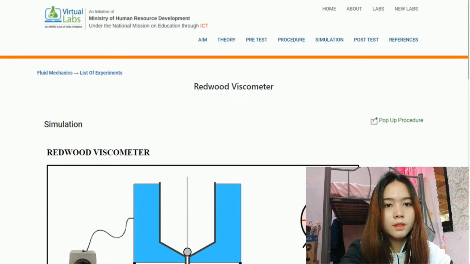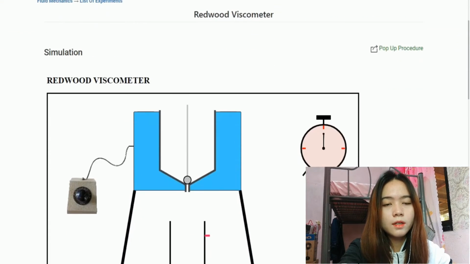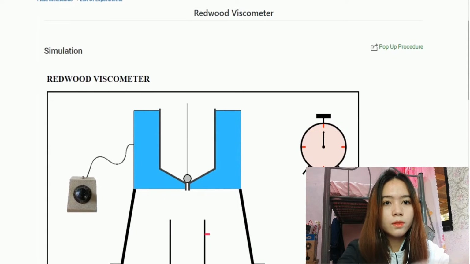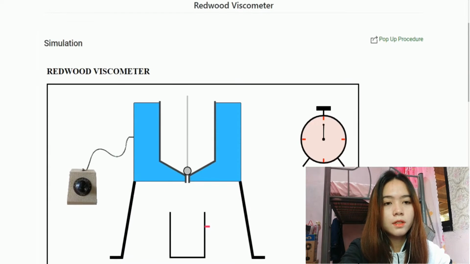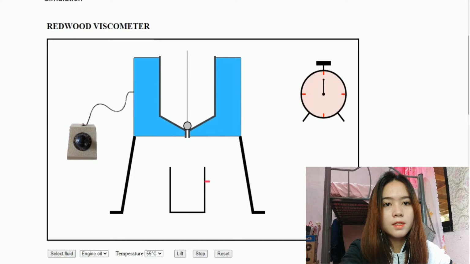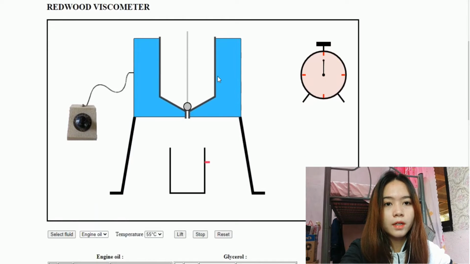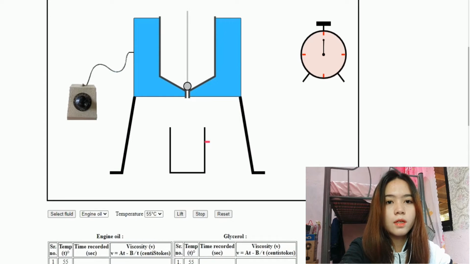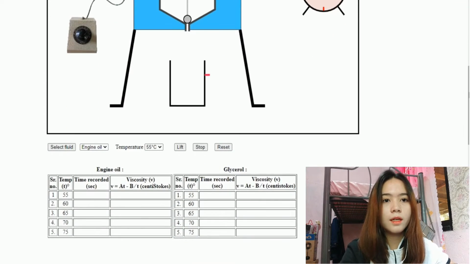So, the simulator, this is the redwood viscometer, the measuring flask, marked at 50 cc. We also have the stopwatch, the thermometer, and of course the working fluids, engine oil and glycerol.